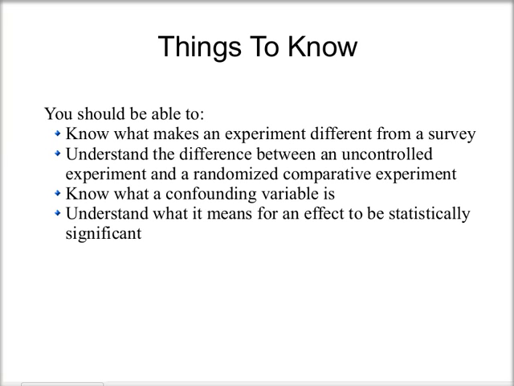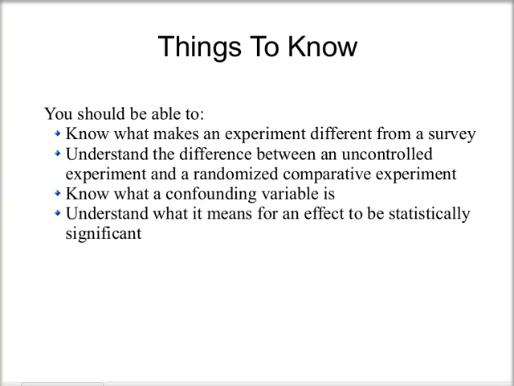So for this section, things you should know. You should know what makes an experiment different from a survey, and that is that we control the explanatory variable and see how it affects a response variable. Understand the difference between an uncontrolled experiment and a randomized comparative experiment. So the uncontrolled experiment had no control group. That was the case when we just had the online class and we didn't have anything to compare them to.